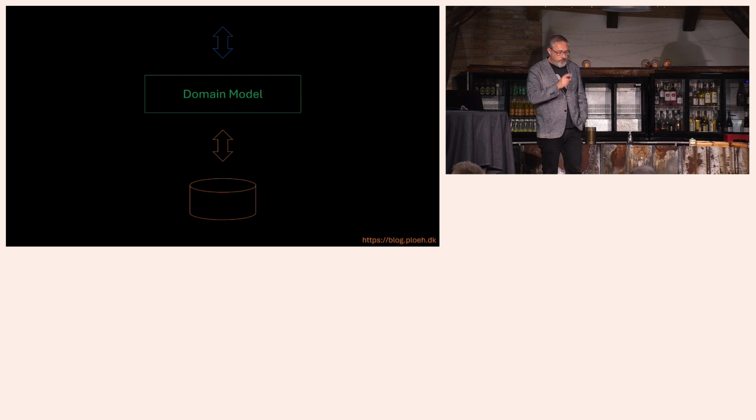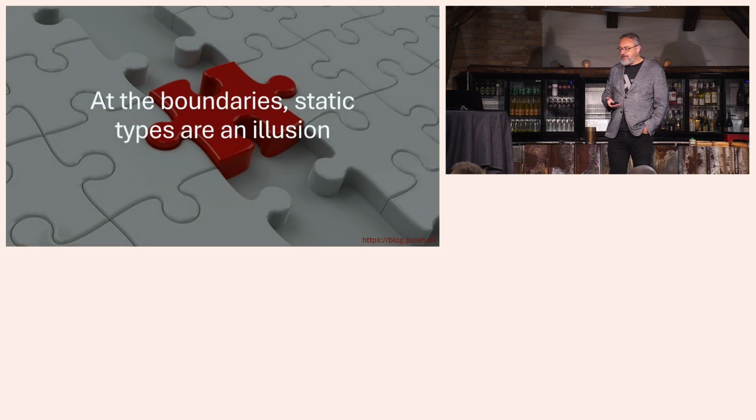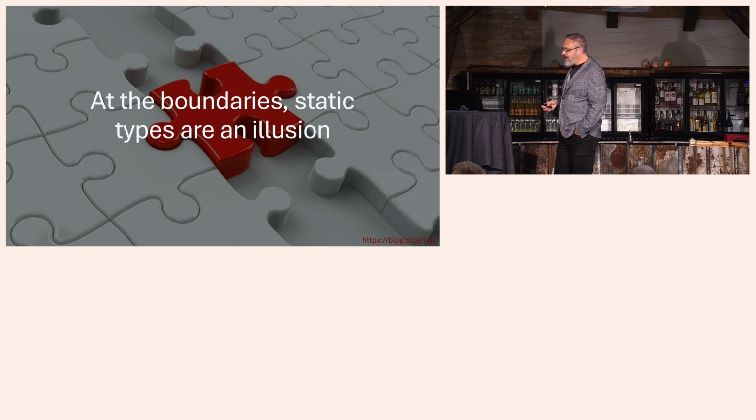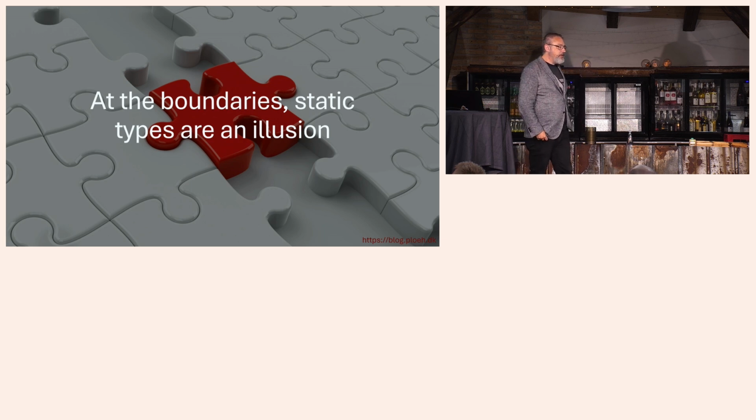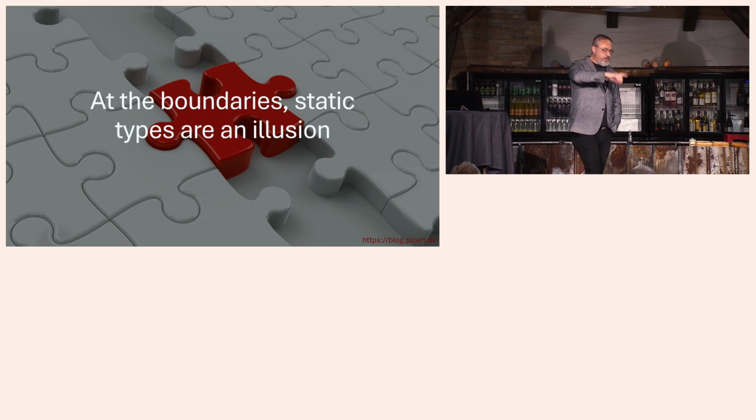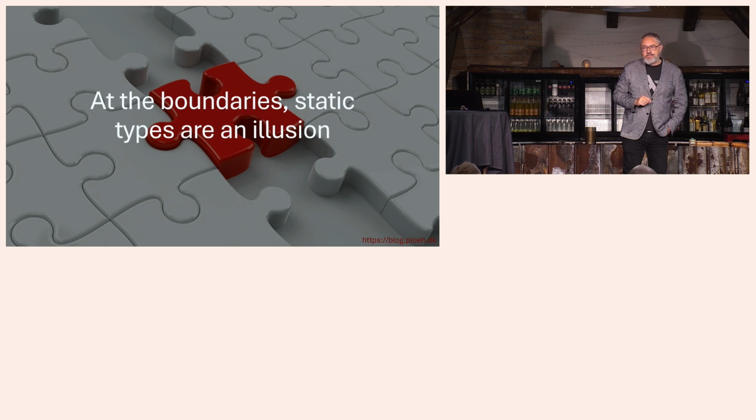Well, one of the problems with having static types here is that, at the boundary of the system, types are kind of an illusion. And I'll tell you what I mean by this in a moment. But just to be sure that you understand what I mean by the boundary of the system, we often draw the system as a circle or a blob, and the boundary is where the system meets the rest of the world.